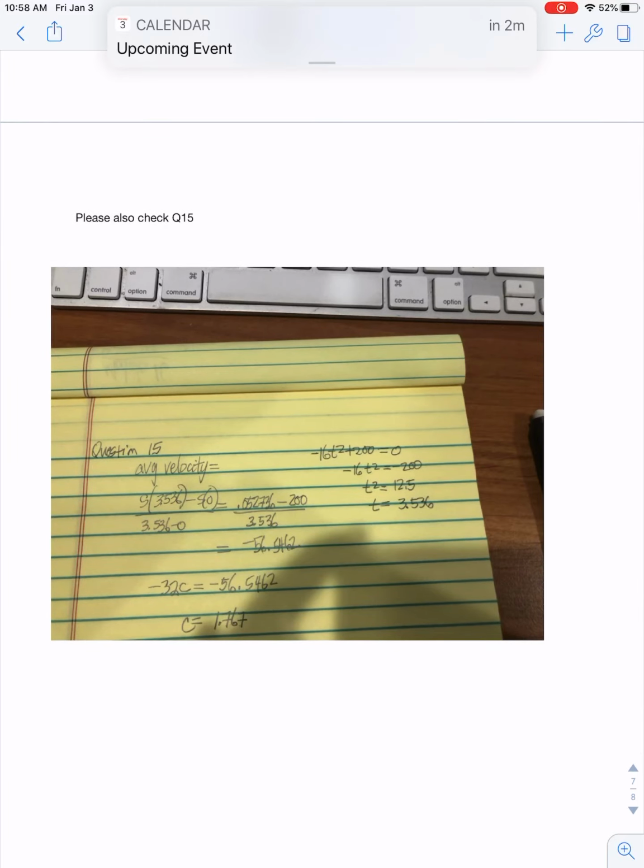And question 15, let's see. Yep, again, question 15, just a rounding. 1.77 is the way they input the answer. 1.76 is also correct.